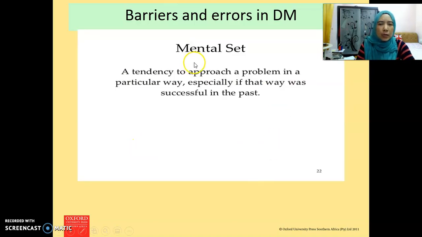For example, first I start with the mental set. Mental set is basically the tendency to approach a problem in the particular way that we used to follow, especially if that way was successful in the past. So we do not want to change our mental set, our way of doing things. We want to use what we normally use, especially since that way is proven to be successful in the past.